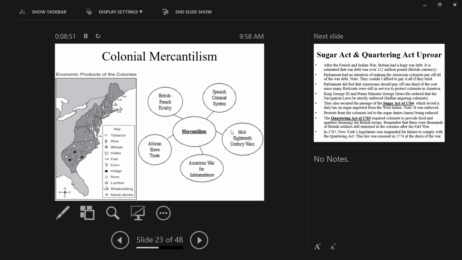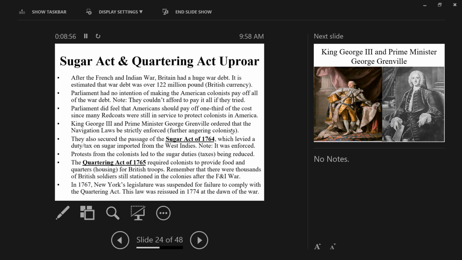So, Sugar Act and Quartering Act uproar. After the French and Indian War, Britain had a huge war debt. It was massive. It's estimated that the war debt was over 122 million pounds sterling, British currency. Parliament had no intention of making America pay for it all, because what do we know about this war? It was what? Global, right? It was happening in Europe and it was happening in America.